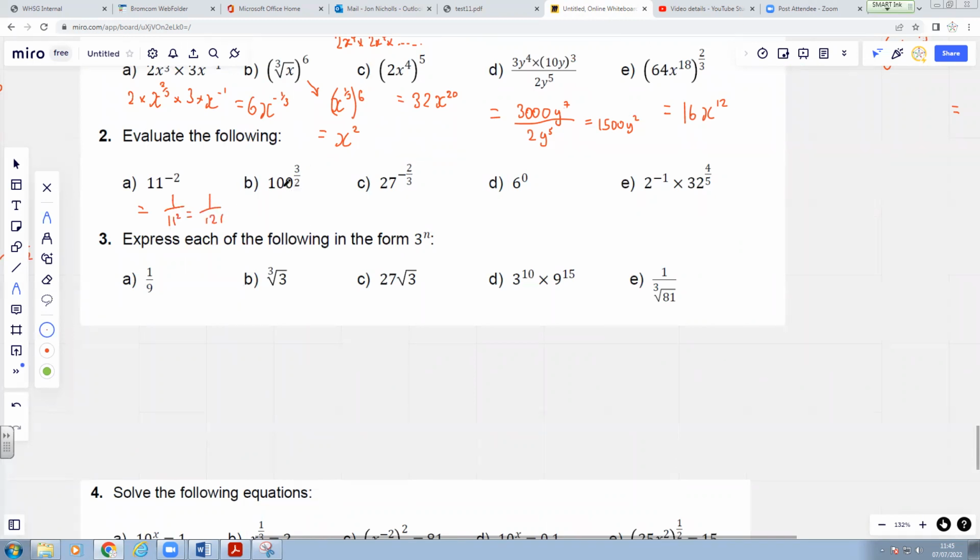Here we've got square root of 100, which is 10, cubed, which is 1,000. Here we've got, now you can do this in any order. You can do cube root of 27, 3. Square it, you get 9. The negative puts a 1 over it, so that's 1/9. Anything to the power of 0 is 1.